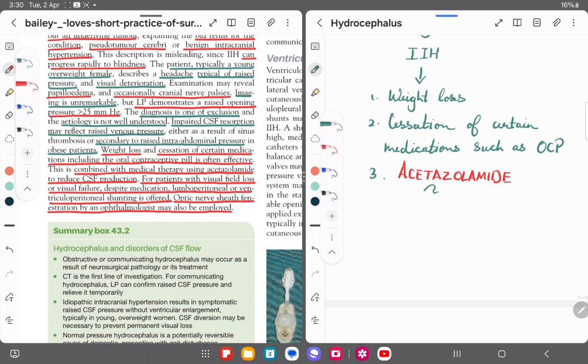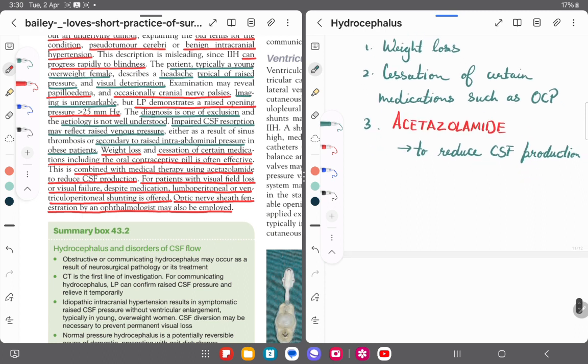Acetazolamide is given to reduce CSF production. We might as well know what acetazolamide is. Acetazolamide is a carbonic anhydrase inhibitor which is also used in treatment of glaucoma. So acetazolamide will be used to reduce CSF production, and for patients with visual field loss or visual failure, a lumboperitoneal or ventriculoperitoneal shunt is offered.